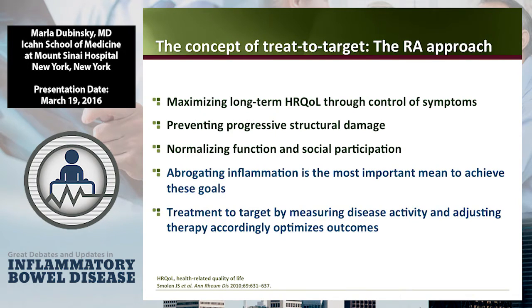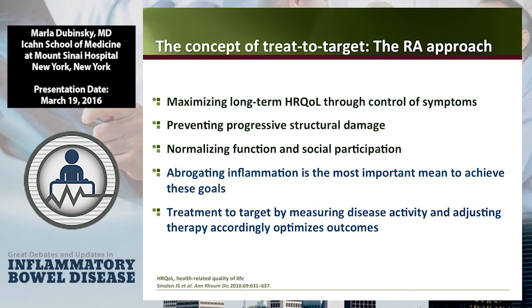So their treat-to-target goals are to prolong and maximize the long-term health and quality of life of patients and control of symptoms, preventing progressive structural damage, normalization of function, and social participation, so that speaks to the quality of life. And they believe that abrogation of inflammation is the most important means to achieve these goals.